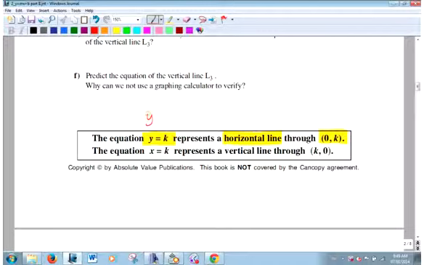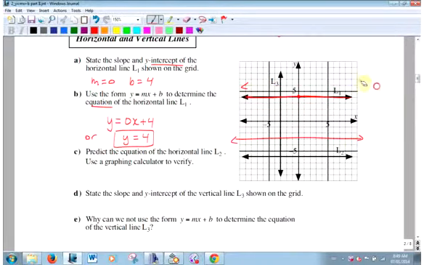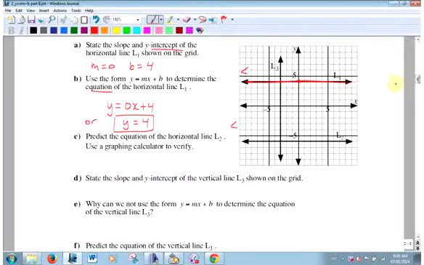Okay, so y is 6. That's a horizontal line through 0, 6. Always, always, always. Okay, there it is. So that's horizontal. Let's look at a vertical one. Okay, we have one vertical line, L3. Let's use blue.